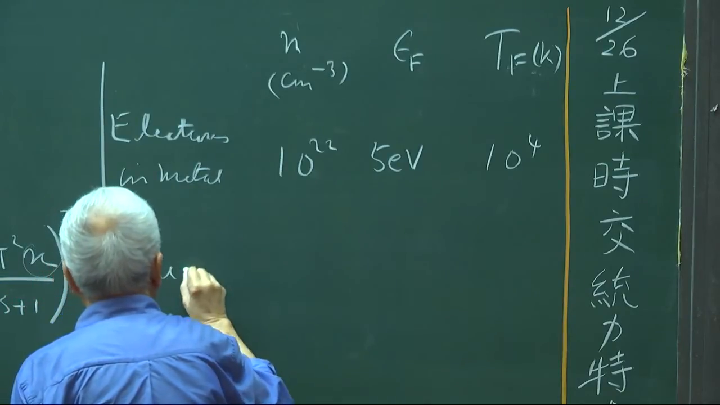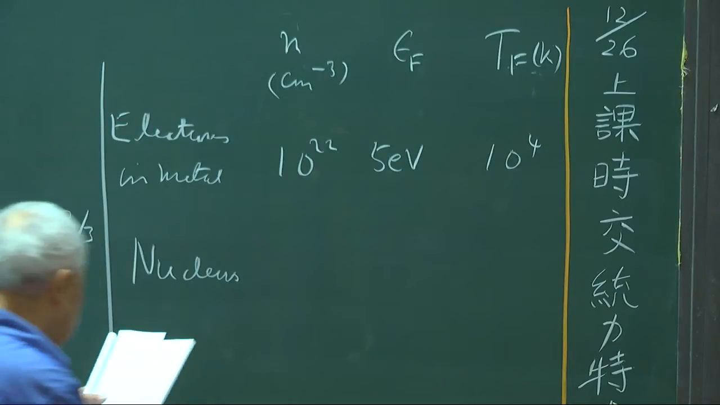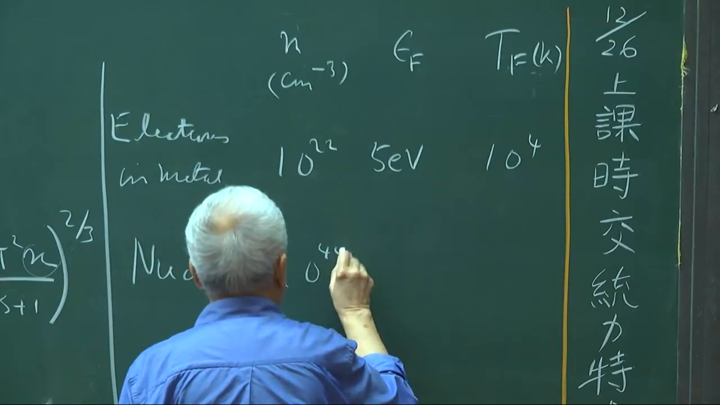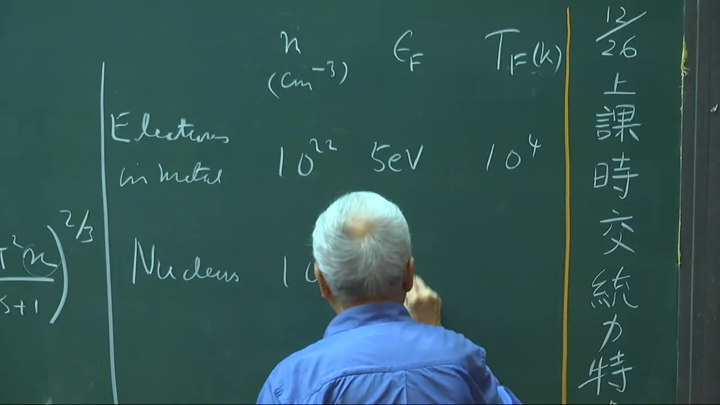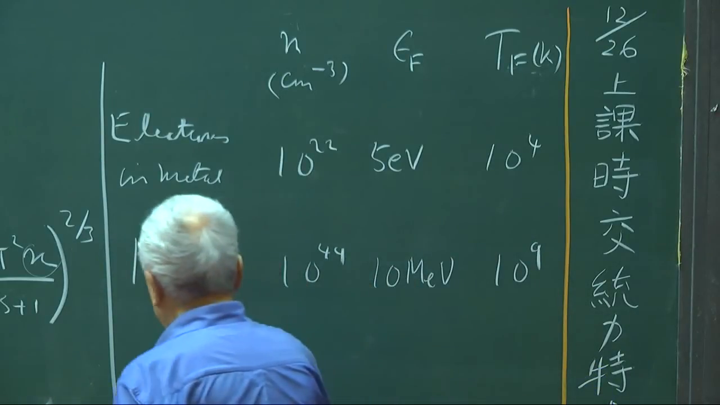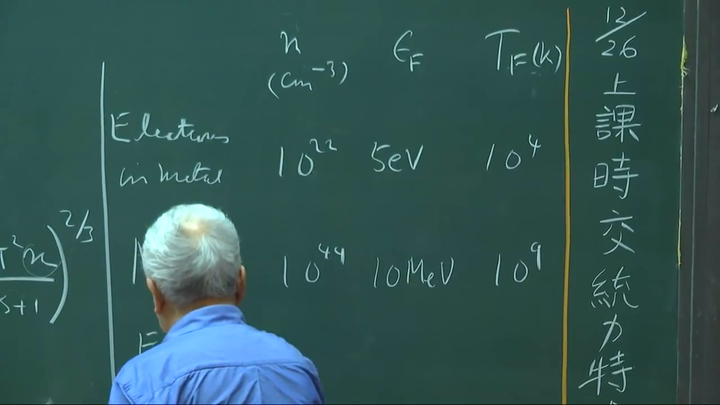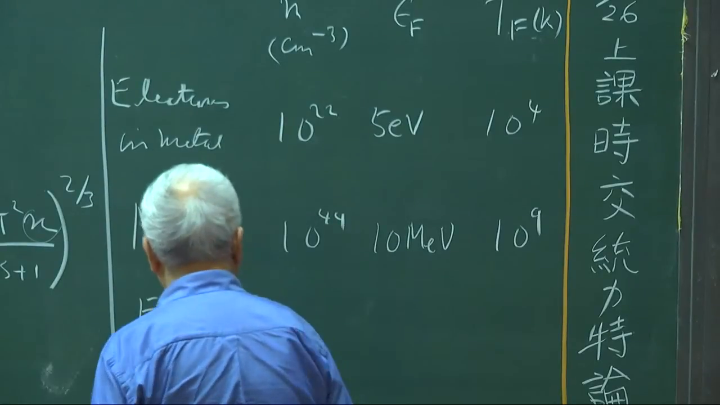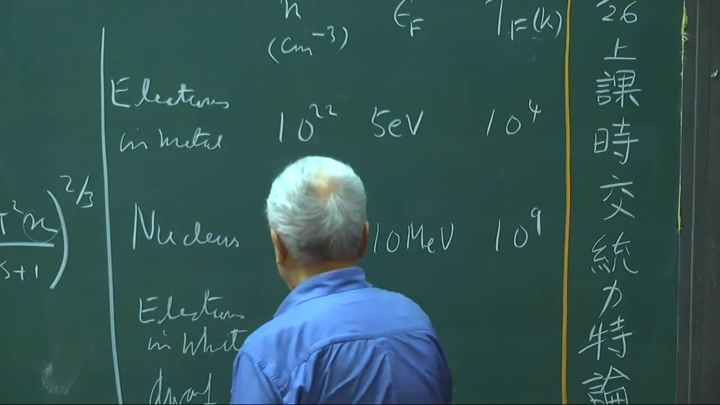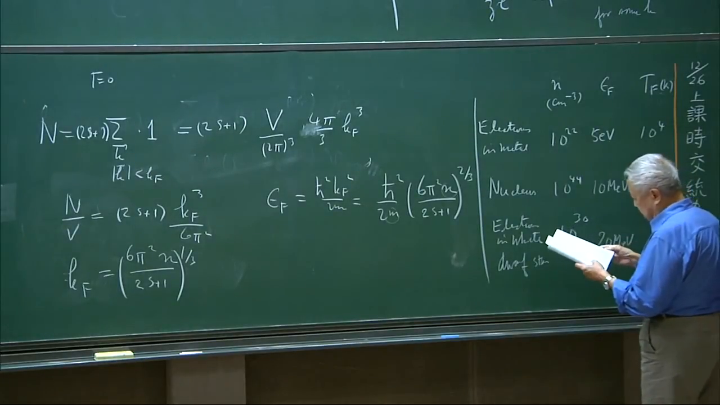In an atomic nucleus, which consists of protons and neutrons forming 2 separate Fermi gases, they fill up to a certain level, and you use the nuclear mass and the density of a nucleus. The density is 10 to the 44. This turns out to be 10 MeV, and the Fermi temperature is 10 to the 9th. And for electrons in a white dwarf star, the density is 10 to the 30th. It's 20 MeV, and the temperature is 10 to the 11.